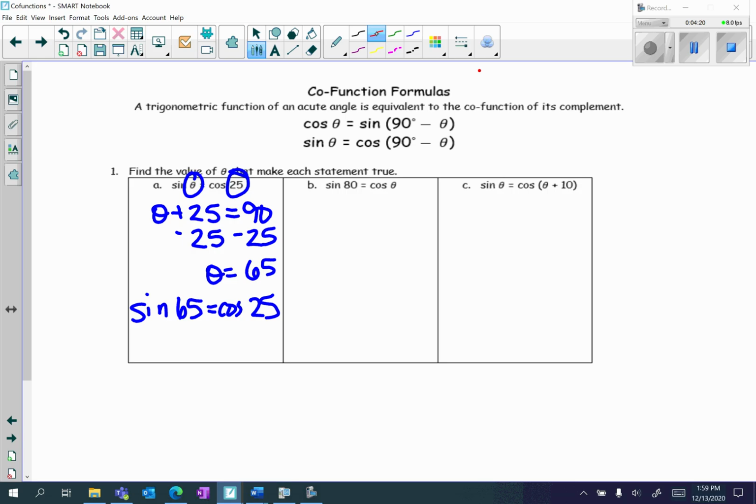Let's look at B. Sine of 80 is equal to cosine of theta. Pause the video now to find theta. All you have to do is take 90, because remember they're complementary, minus 80, and you get 10. So sine of 80 is equal to cosine of 10.